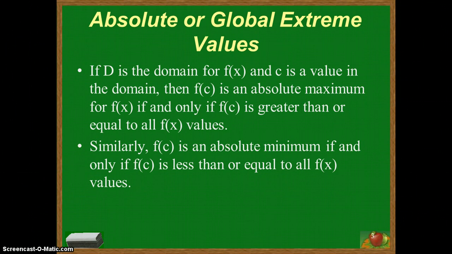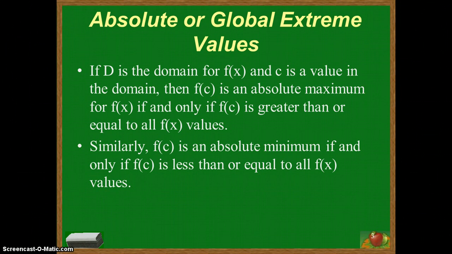Absolute or global extreme values are fairly simple. The easiest way to think of these is, let's just say you have a very nice house and you think your house is the best house. In fact, you know it's the best house on your street, but you're not sure it's the best house in the neighborhood. An absolute or global extreme value would be the best house in the neighborhood. A local or relative extreme value would be the best house on your street. Do you understand?